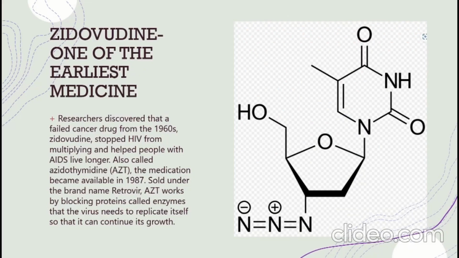Zidovudine. Researchers discovered that zidovudine, a failed cancer drug from the 1960s, stopped HIV from multiplying and helped people with AIDS live longer. Also called azidothymidine, AZT, the medicine became available in 1987, sold under the brand name Retrovir. It basically blocks proteins called enzymes which the virus needs to replicate itself.